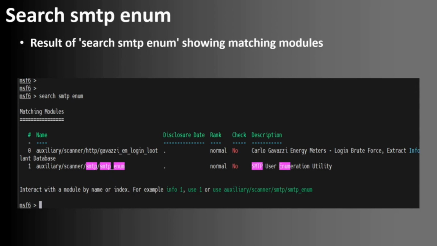For ease of finding the module, I used the keyword smtp_enum, so I use this module. You can copy this module and paste it, or you can use the serial number 01. The module reference will be shown in the next slide.